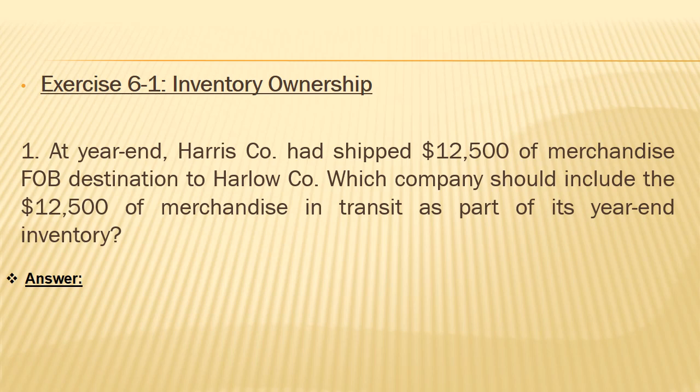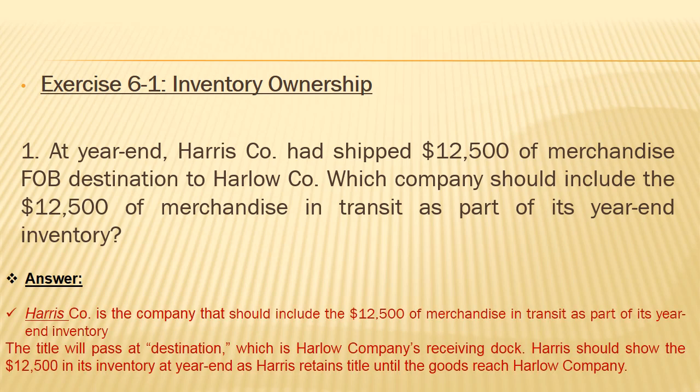Accordingly, here, when the goods are in transit from Harris to Harlow, which of these two companies should include the 12,500 of inventory in transit in their own inventory? Of course, Harris is the company that should include the 12,500 of merchandise in transit as part of its year-end inventory. Since Harris is the seller and the agreement is FOB destination, it is still in its own responsibility until the ownership is transferred to the buyer when it arrives at its destination.